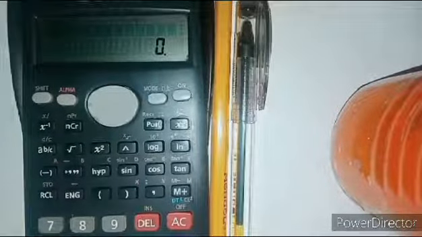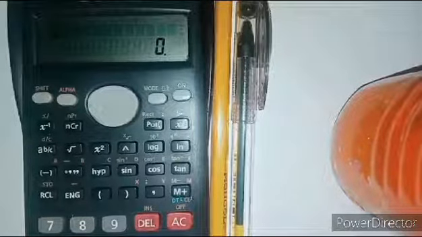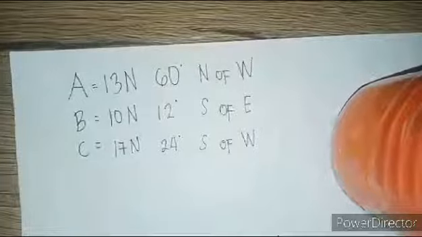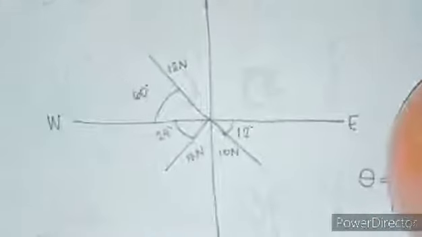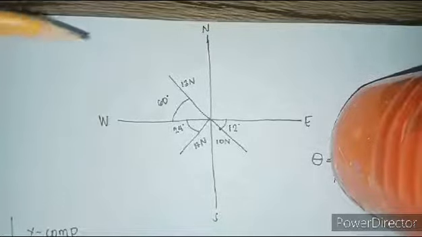In this video, we are going to find the resultant vector using the component method. And here are the given vectors. Now we are going to graph this. So this is what the graph looks like using the Cartesian plane.